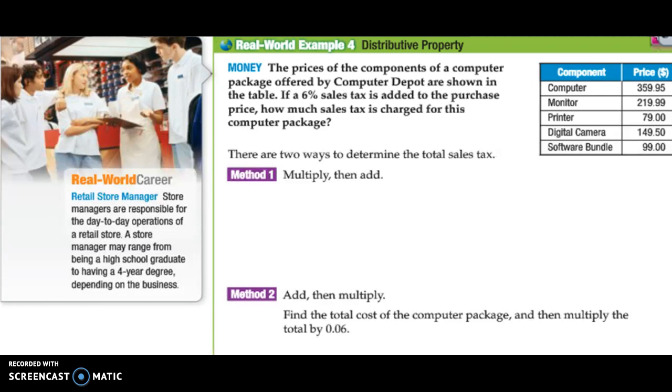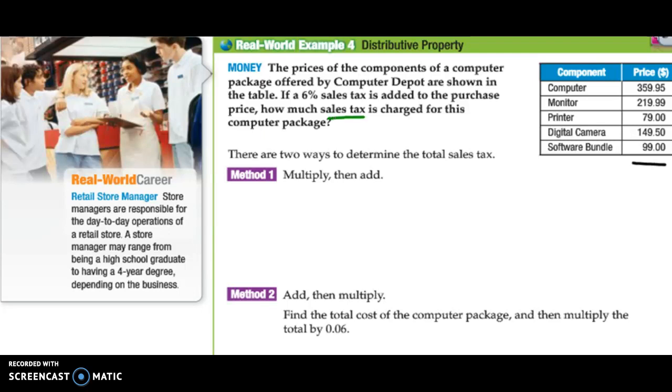Example 4, distributive property. It says the prices of computers in a computer package offered by Computer Depot are shown in the table. If 6% sales tax is added to the purchase price, how much sales tax is charged for the computer package? You'll see the total prices right here. Now there are 2 different ways you can do the distributive property. You can either multiply all of them first and then add them together, or you can add them all first and then multiply. What I'm going to do is multiply them all first.